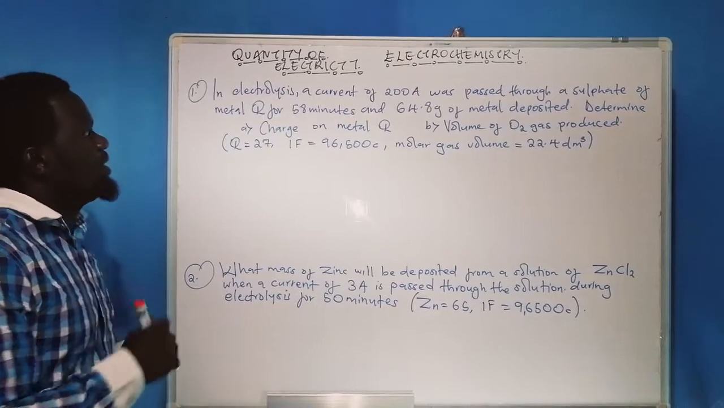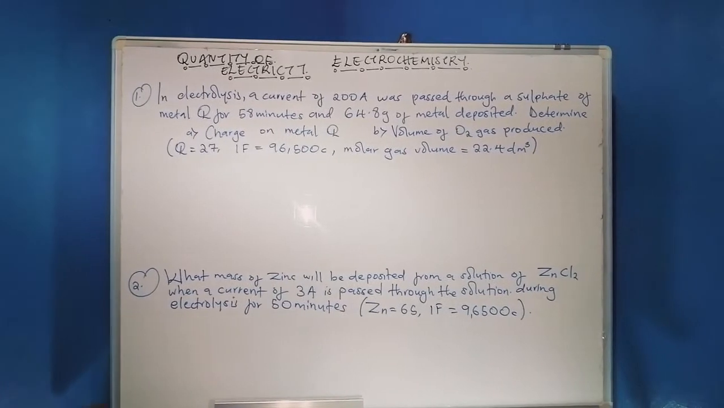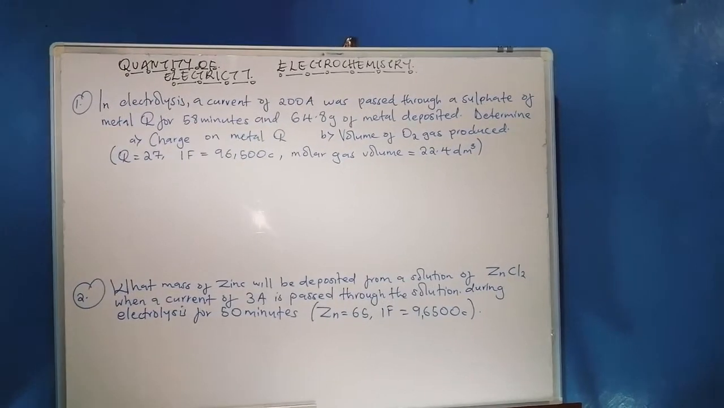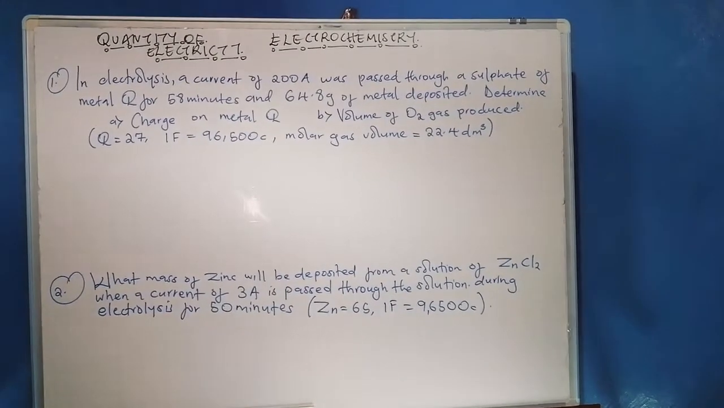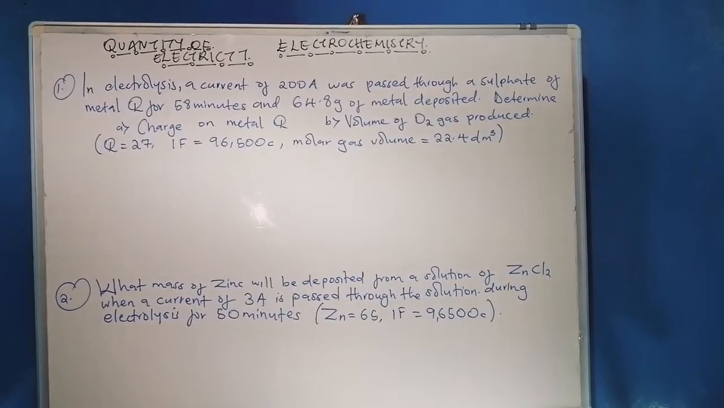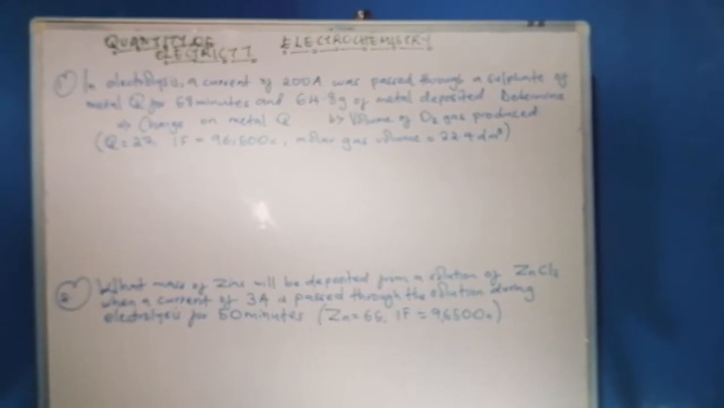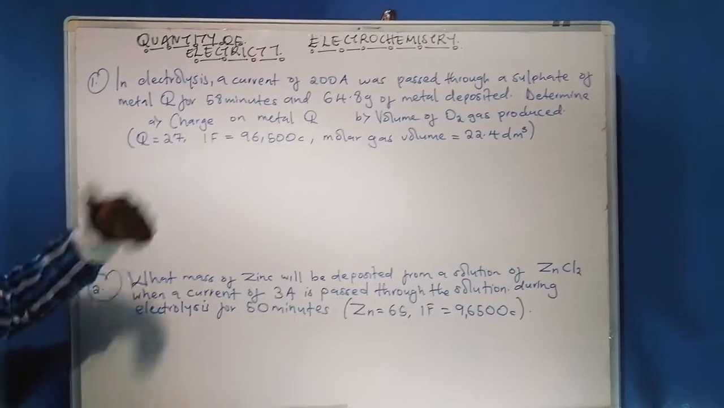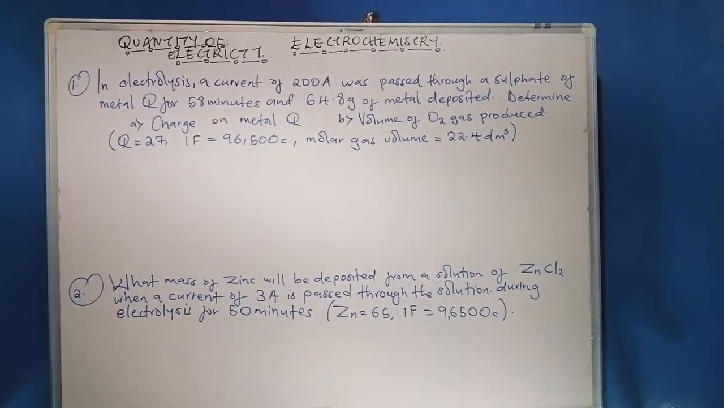We've been asked, in electrolysis, a current of 200 amperes was passed through a sulfate of metal Q for 58 minutes and 64.8 gram of metal deposited. Determine A, the charge of the metal, B, the volume of oxygen gas produced. And then we have those figures in the bracket. The relative molecular mass of Q is 27. 1 Faraday is 96,500 coulombs. Molar gas volume is 22.4 decimeter cube.